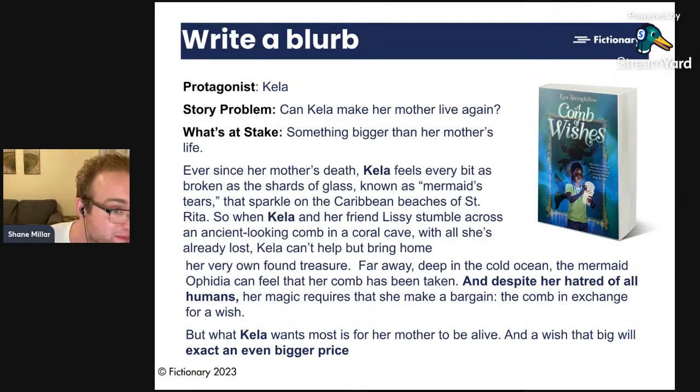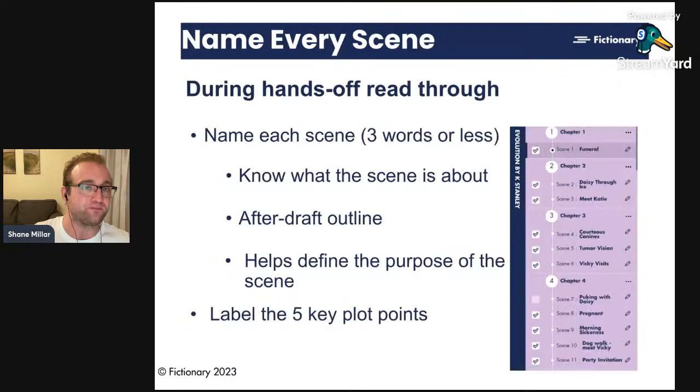But what Keela wants most is for her mother to be alive, and a wish that big will exact an even bigger price. So you can see the stakes built into the blurb right there. If Keela gets what she wants, a bigger price will be extracted. So it's ramping up that conflict. And like I said, if you're an editor, you can either have a writer provide you with a blurb and see if it does tell you who the protagonist is, what the story problem is, and what's at stake. Or if you're a writer, you'd be writing your blurb and making sure that these things are included. So we've touched on this briefly.